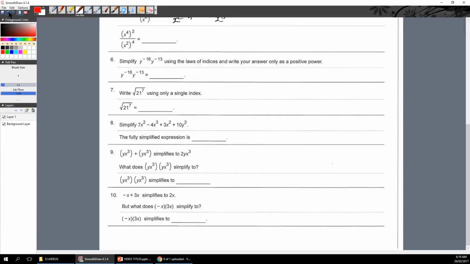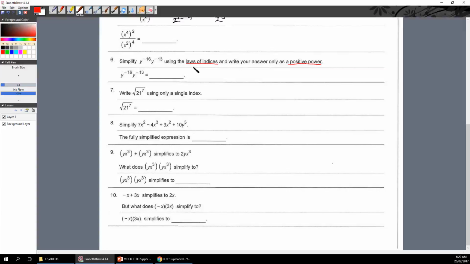I'll just undo that little scribble there. Simplify y to the negative 16 times y to the negative 13 using the laws of indices. Now these laws of indices are actually provided for you on your formula sheet, the very formula sheet that you probably use in answers. It says write your answer only as a positive power. So that's a negative power; it has to be a positive power. So let's get cracking here.